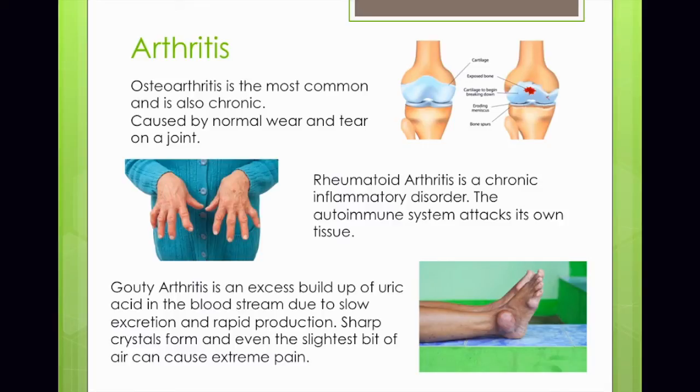Rheumatoid arthritis is a chronic inflammatory disorder. It's an autoimmune disorder, which means that the body's immune system attacks its own tissue. Gouty arthritis is an excess buildup of uric acid in the bloodstream due to slow excretion and rapid production. Sharp crystals form, and even the slightest bit of air can be extremely painful.